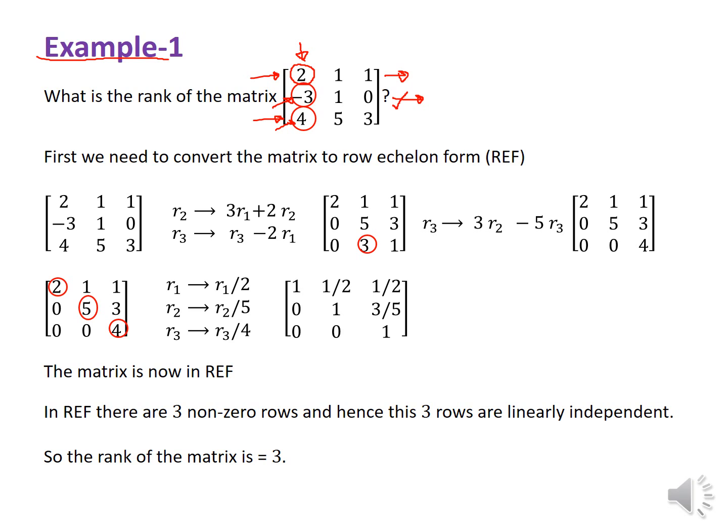So the row operation for second row will be R2 = 3 R1 + 2 R2, and the row operation for third row will be R3 = R3 - 2 R1. So if we multiply the first element of first row by 3, then it will be 6, and if we multiply the first element of second row by 2, then it will be negative 6, and then if we add them we will get 0 as the new first element of second row.